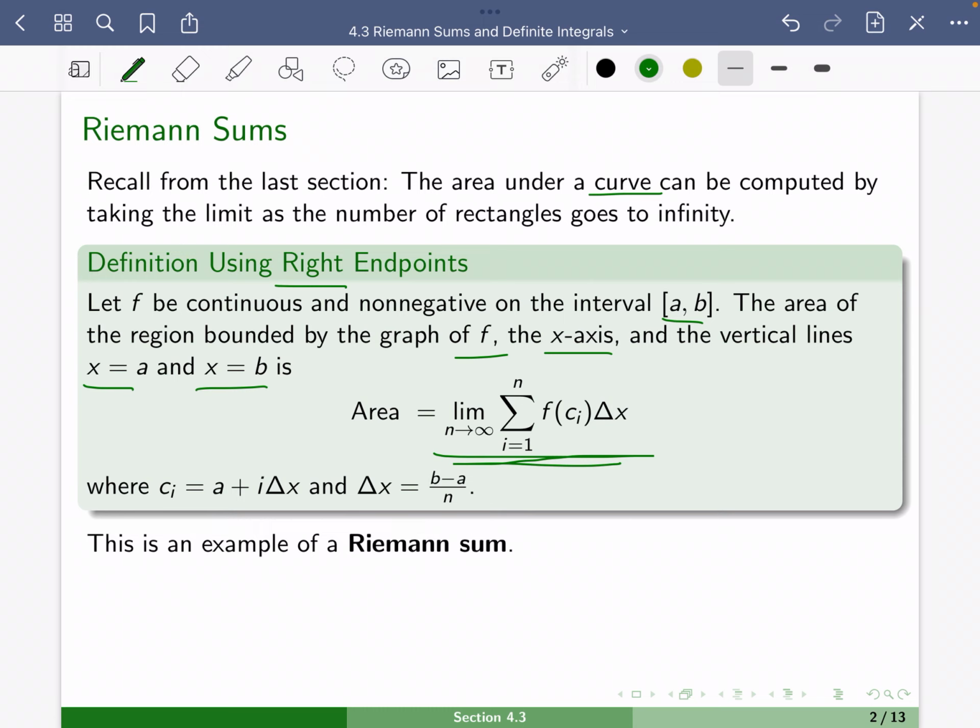You could use left-hand endpoints. It would just change how this c is defined. You could use midpoints. It would change how that c is defined. But your delta x would be the same in any of those cases. All right, that is a Riemann sum. So this sum right here, we have a Riemann sum.